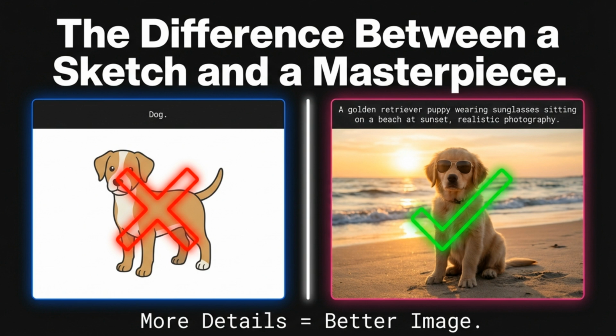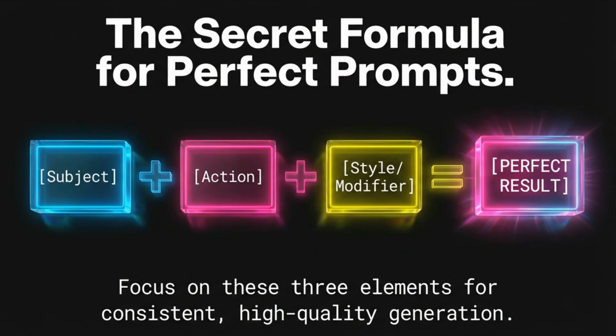The difference between a sketch and a masterpiece is the level of detail. A simple prompt like dog yields a basic image, but adding details like location, action, and style results in a much better image. The secret formula for perfect prompts includes 3 key elements: the subject, the action, and the style or modifier. Focusing on these elements ensures consistent, high-quality image generation.